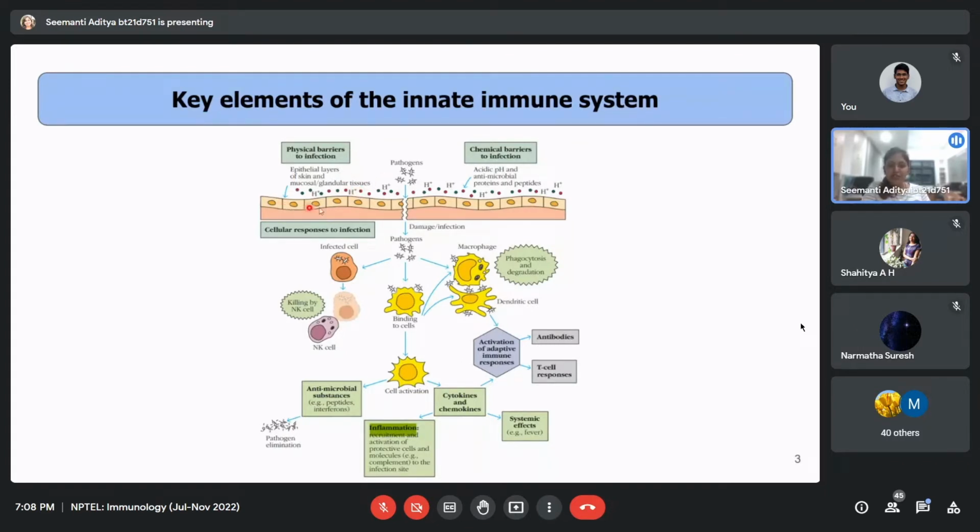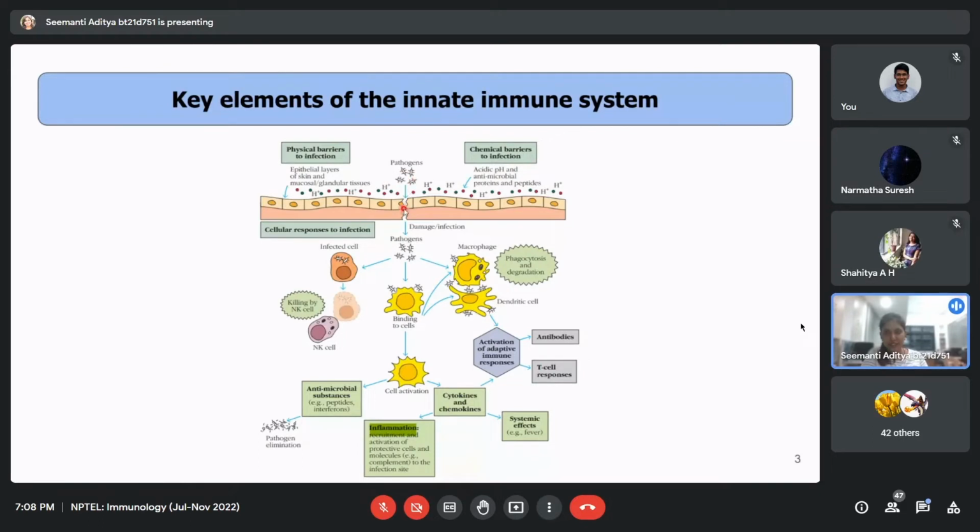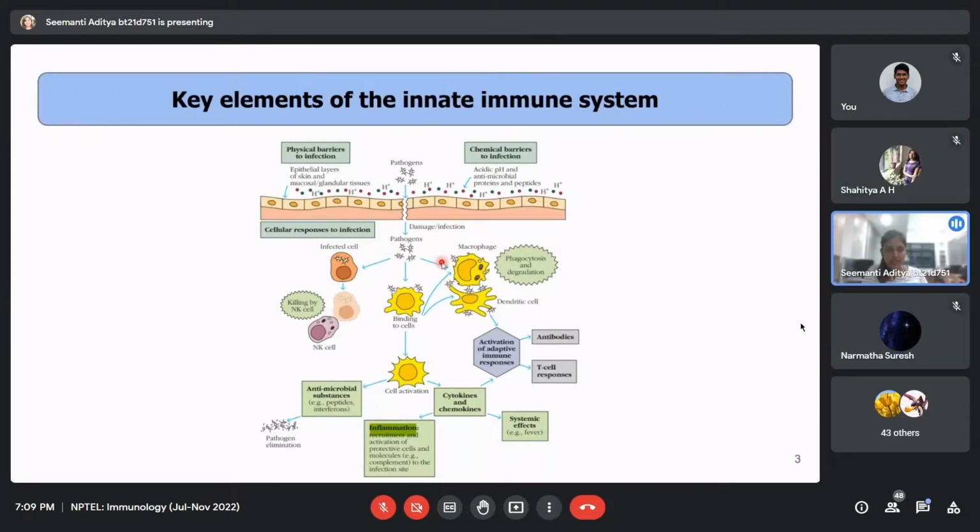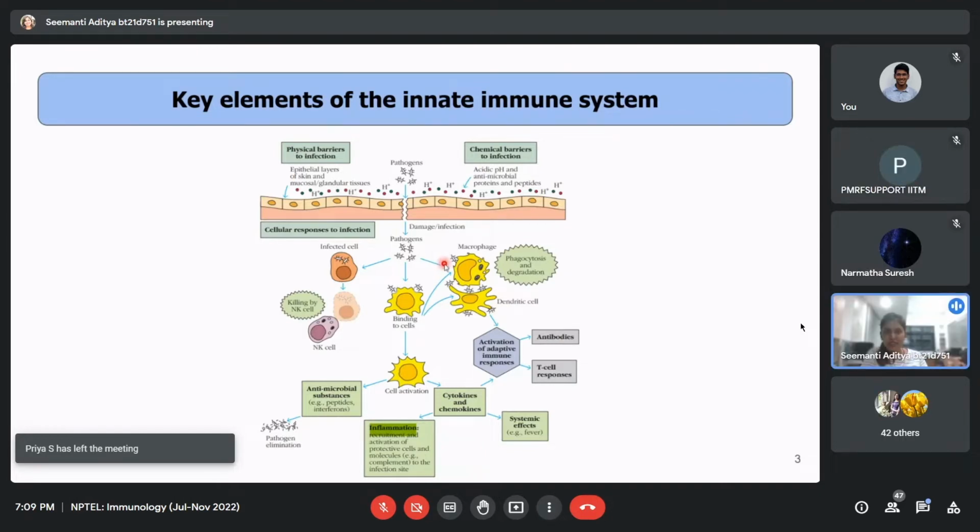So this is the skin, and skin provides the physical barrier to infection. Any breach in the skin or any tear in the skin will allow the pathogens easy access to the inside of our body. So physical barriers and chemical barriers are there to protect our body from such entry by those pathogens. But if the pathogens overcome those barriers and enter, then the pathogens can be engulfed by macrophages, which will cause phagocytosis of the pathogen, and the pathogen will be killed. Phagocytosis will lead to degradation, and the pathogens will be chopped up into small peptides.